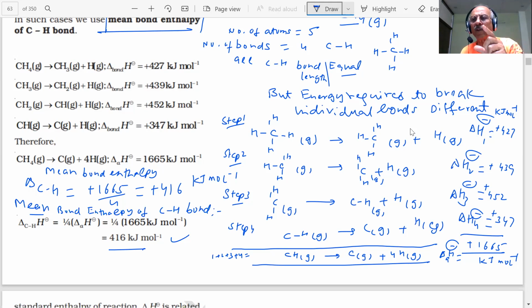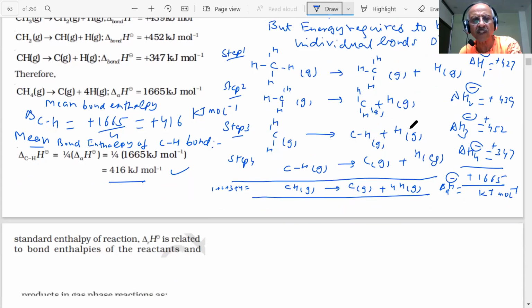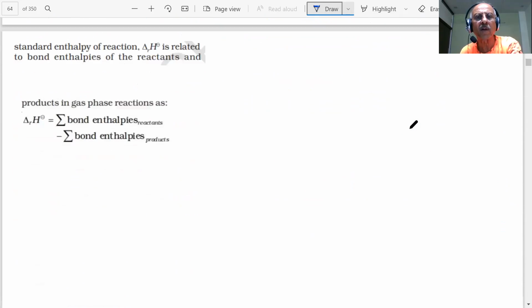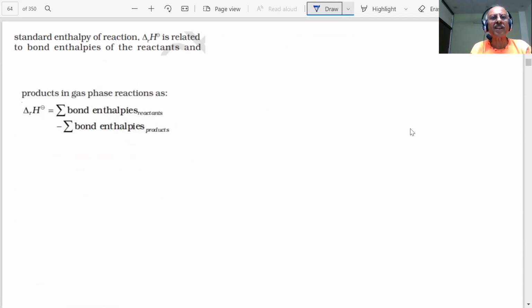All right. You understood what I am trying to say? That for polyatomic molecules, the values which are given are actually mean bond enthalpy values. Why? Because the breaking, dissociation, takes place in steps, and the value of each step is different because the environment is different. Now, students, standard enthalpy of reaction is related to bond enthalpies of reactants and products.